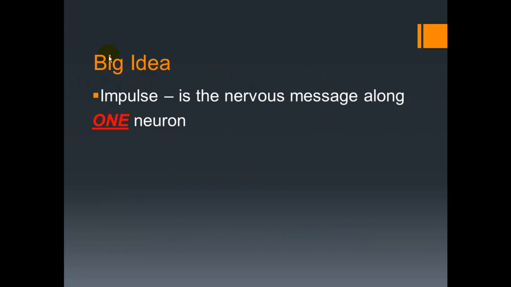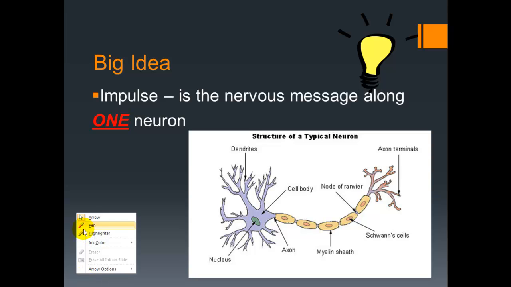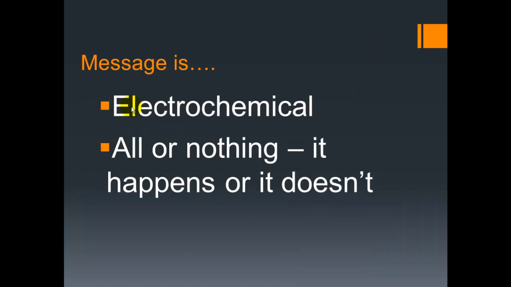The big idea in this lecture is that we're talking about how the message travels along one neuron. We're not talking between neurons, so remember the order of parts in a neuron: dendrite, cell body, axon. How does it travel from the dendrite through the cell body and then get to the axon? That is the big idea, and that is worth making sure you understand. We're talking about one neuron, not many.